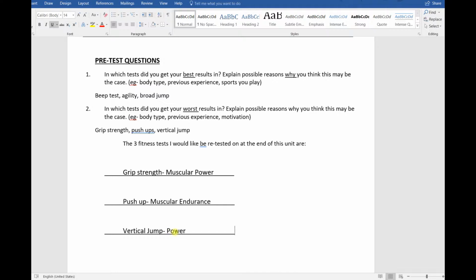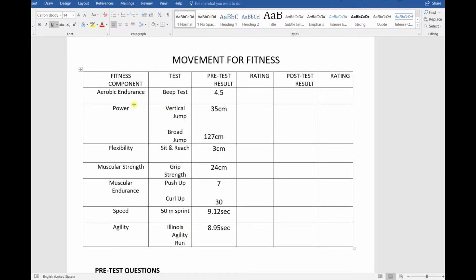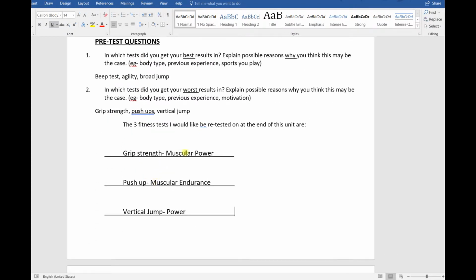The way to best easily relate these together is to look at the Movement for Fitness table that we filled in and look at the corresponding fitness test to the corresponding fitness component. Best to write these down together in order to get your circuit working as best as possible when you start designing it.